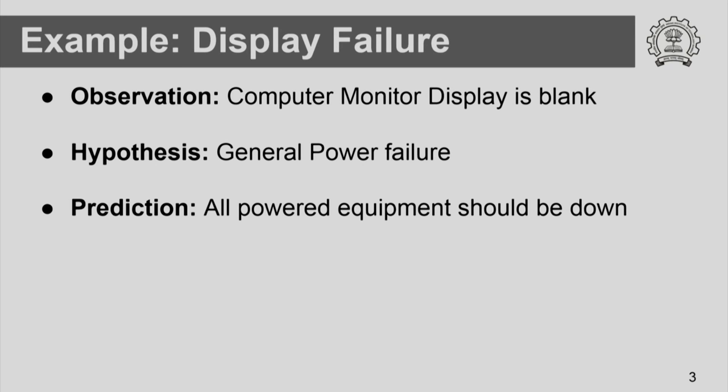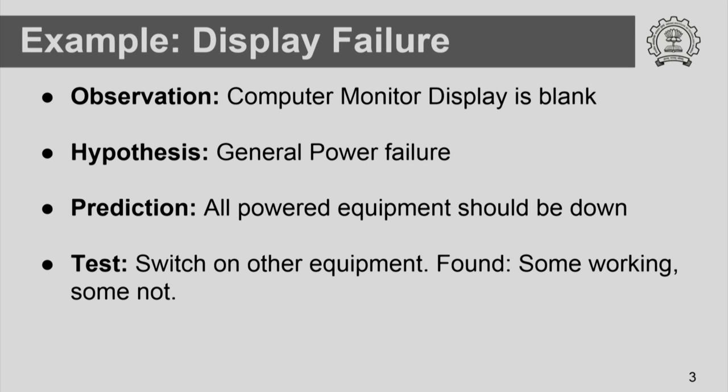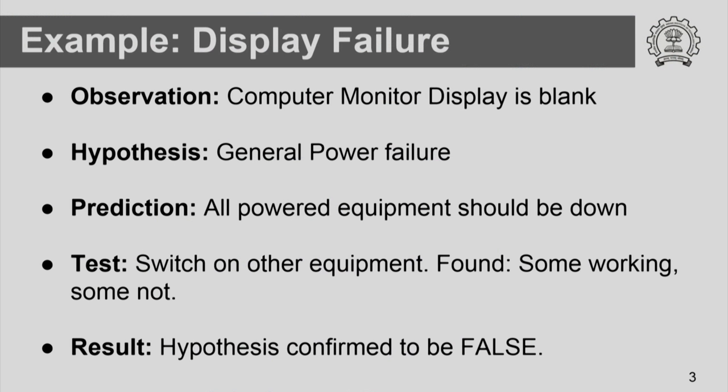Now, we should be able to test this prediction. So, we switch on other equipment. We switch on, let's say, the projector, we switch on the bulbs, the lights, and we find that some of them are working. Some of them do not work. Now, if my hypothesis that there is a general power failure was correct, then all these equipment should not start at all. But I find that some of them are working and some of them are not working. This means the experiments that I conducted show that the hypothesis is false.